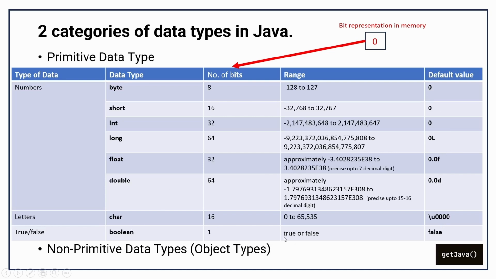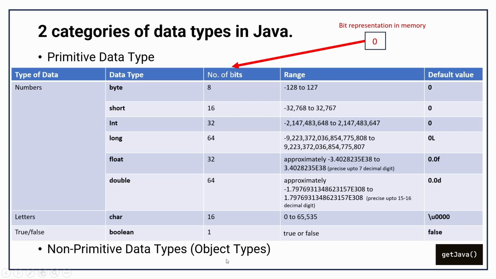For char, the default is \u0000. This represents null. And for a boolean, the default value is false. So if you are not assigning any custom value to it, the default value which these data types will hold is these values. Now let's move on to non-primitive data types.